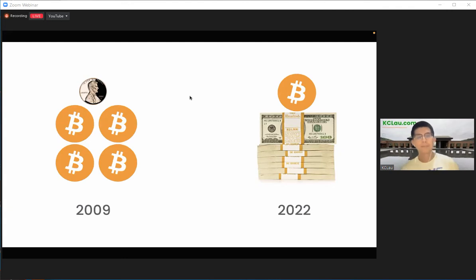So this is what happened in 2009, when Bitcoin was created. It literally worth nothing. In 2009, Bitcoin was worth a penny. It's new, nobody wanted it yet. But until now, 2022, wow, one Bitcoin is worth millions of dollars, right? So some people just made money out of this during this time.